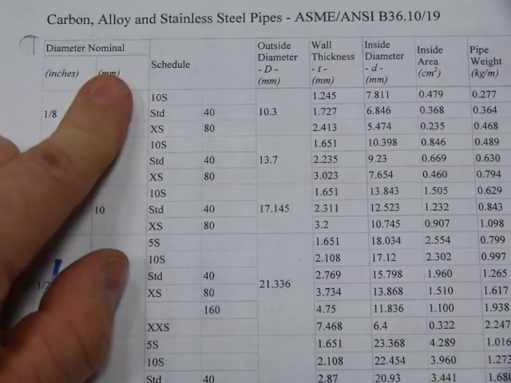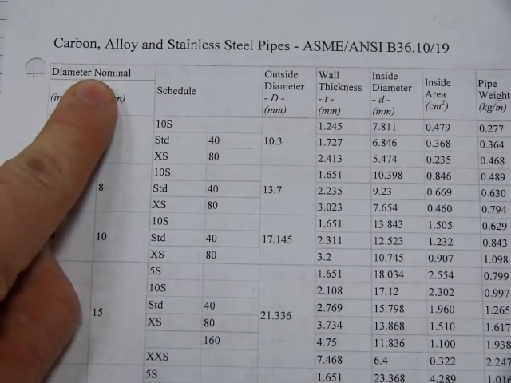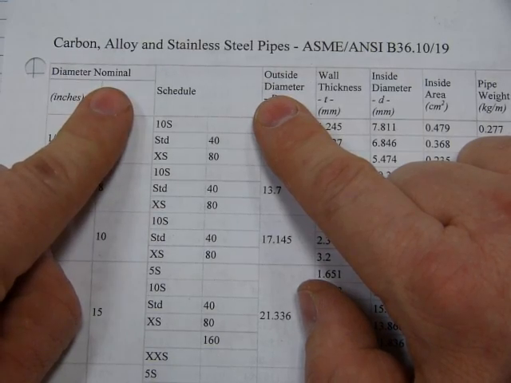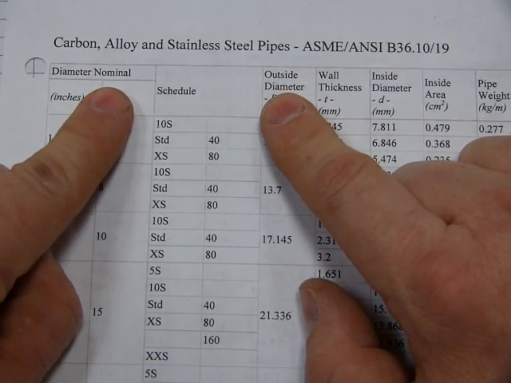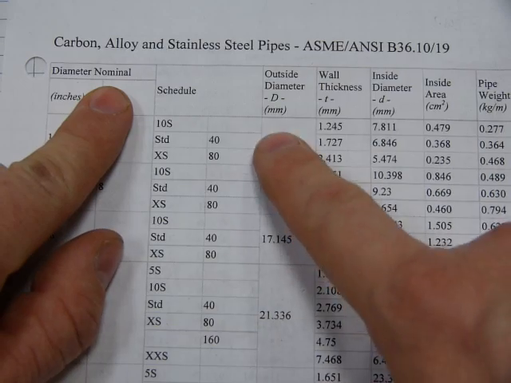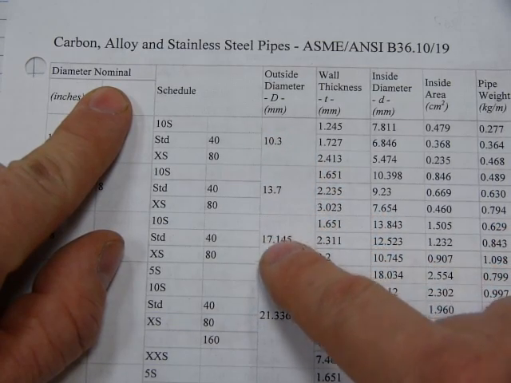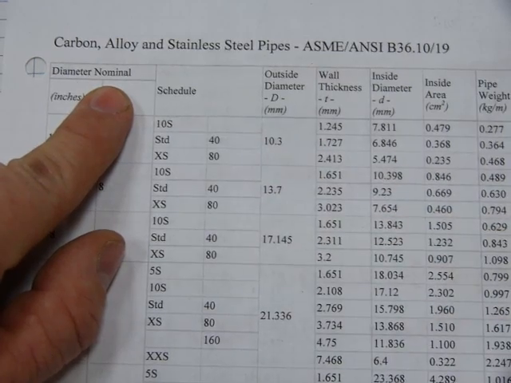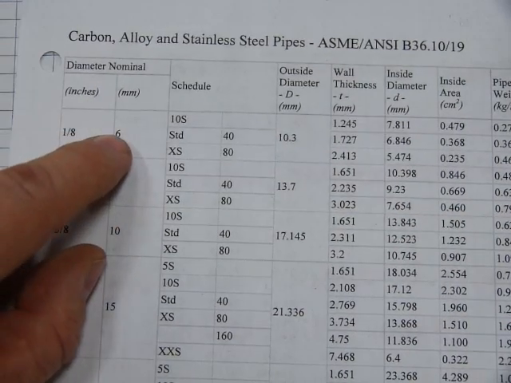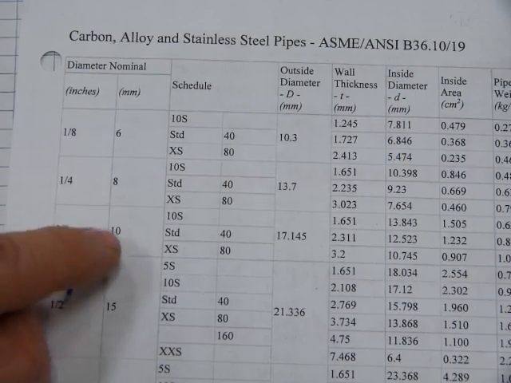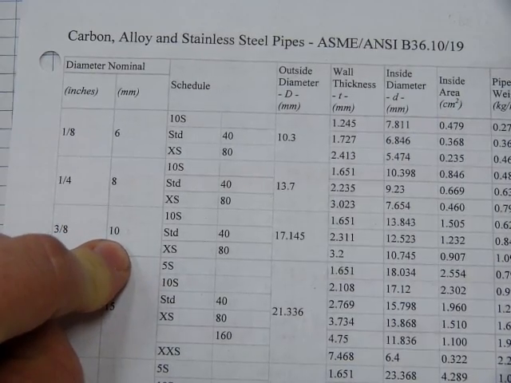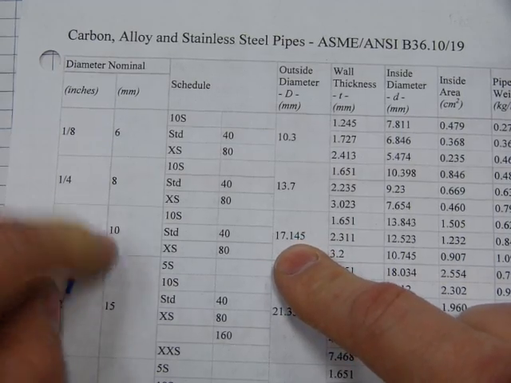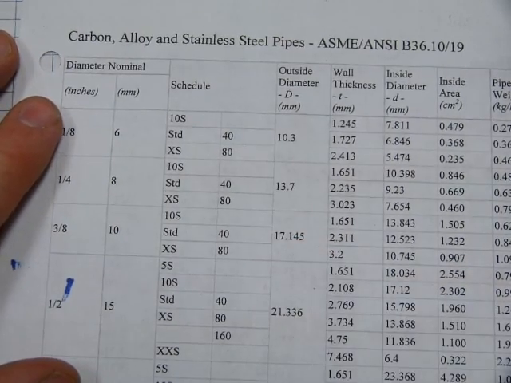First off, diameter nominal. Here, outside diameter. This is nominal and this is actual size. What is the difference? Look at these amounts. 10.3, 13.7, these are decimal figures. These are hard to say on a daily basis. So instead, they just call it a 6 mil pipe, 8 mil pipe, 10 mil pipe. Its actual size is 17 mils, but they just call it a 10 mil pipe.